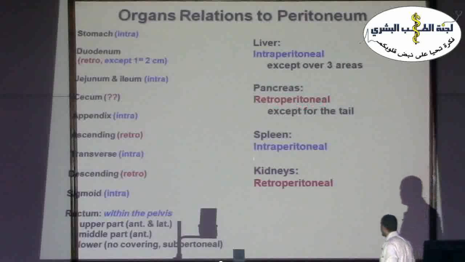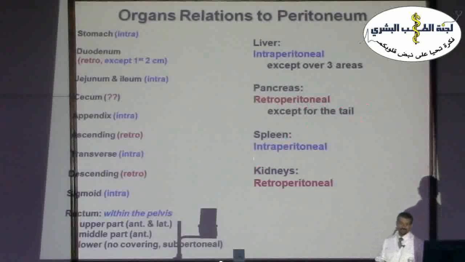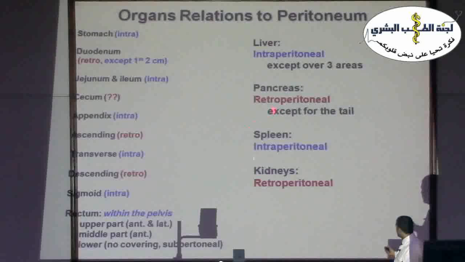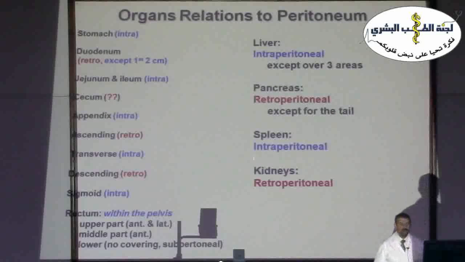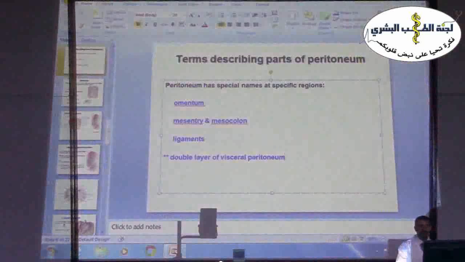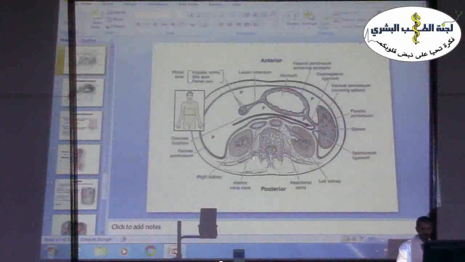Pancreas is all retroperitoneal except for the tail. The tail of the pancreas is intraperitoneal. If you need more explanation, I can tell you why after the lecture. Spleen is intraperitoneal, as I told you. Kidneys are a primary retroperitoneal structure. Your homework is to know the difference between primary and secondary retroperitoneal structures.